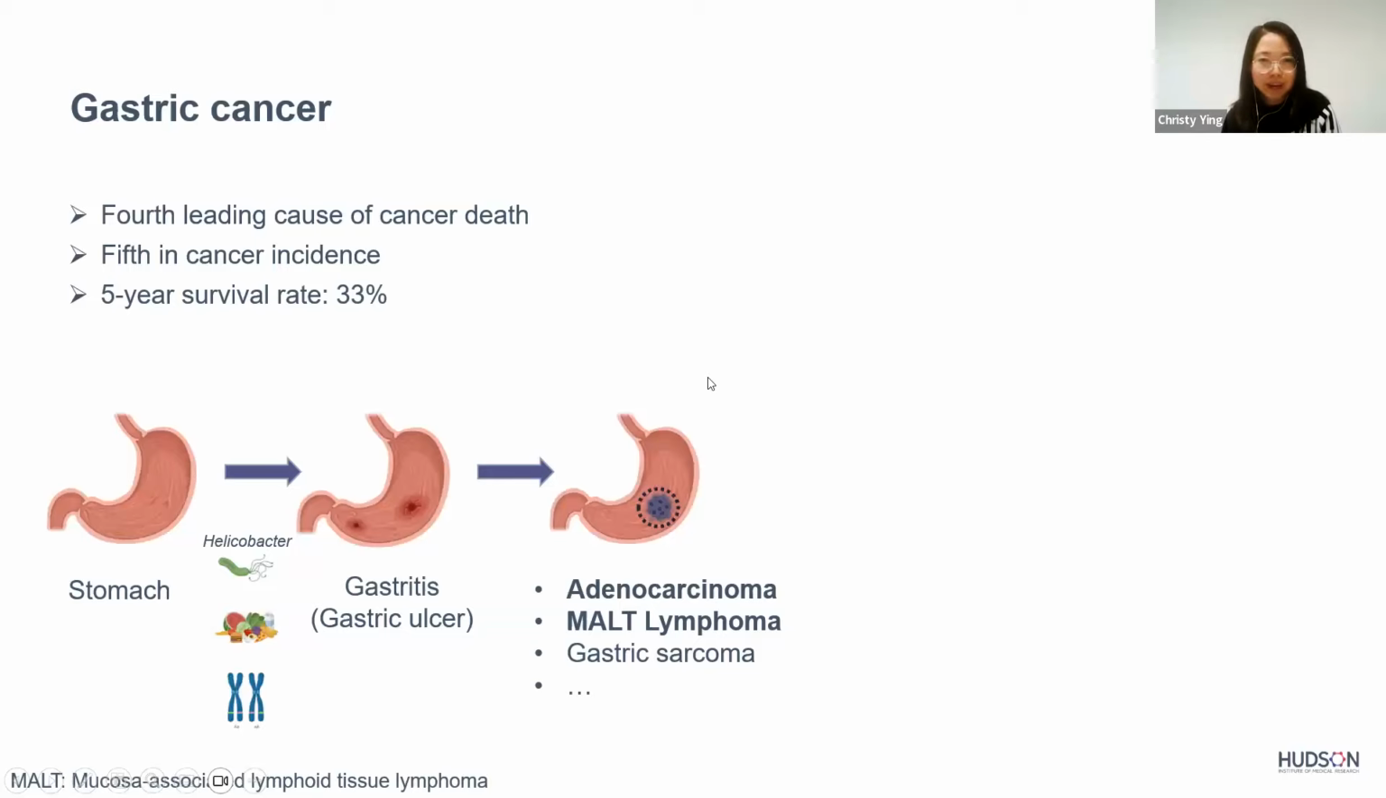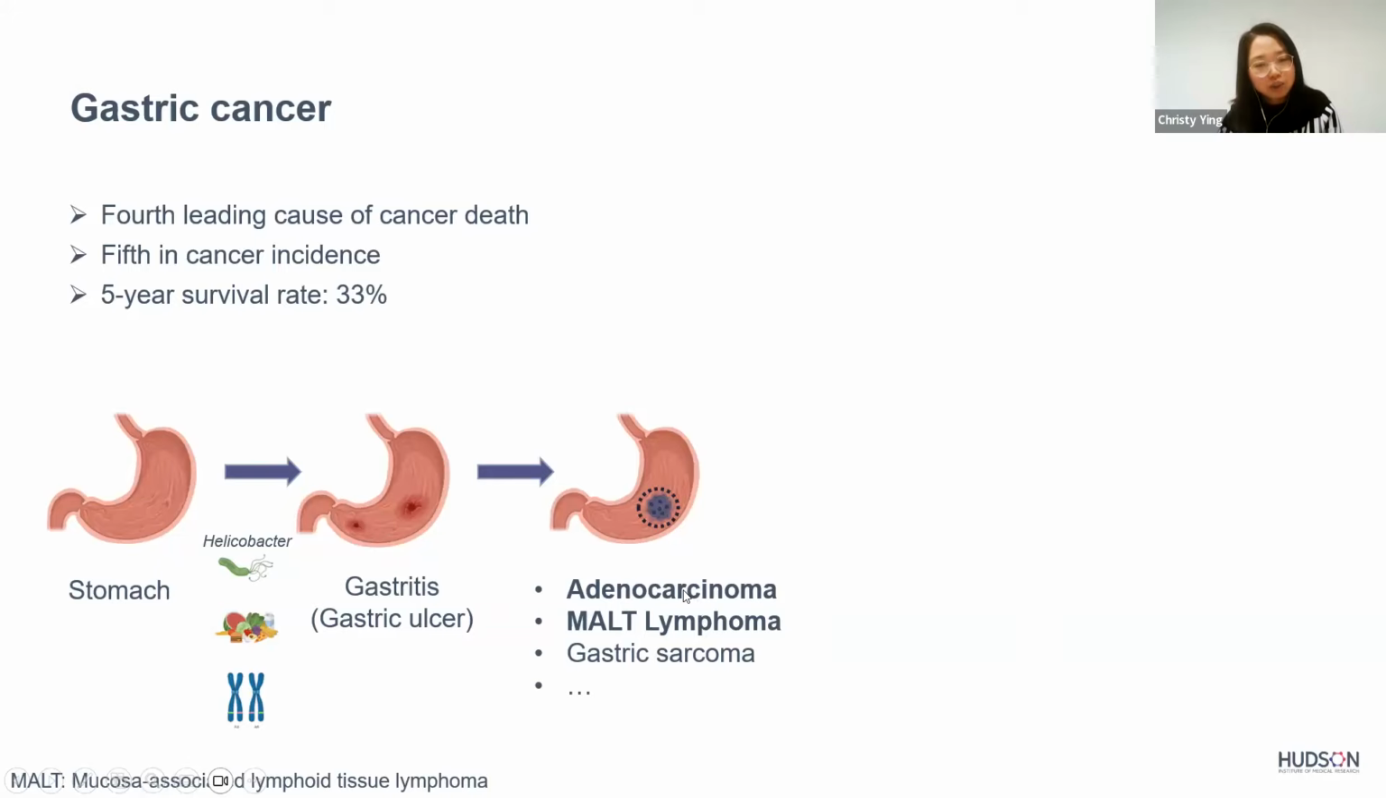So start with a bit of background on gastric cancer. As you may know, gastric cancer is the fourth leading cause of cancer death, and the 5-year survival rate is only 33%. For the etiology of gastric cancer, there are a lot of factors involved, including the bacteria called Helicobacter that colonizes the human stomach, and also factors including diet and genetic factors.